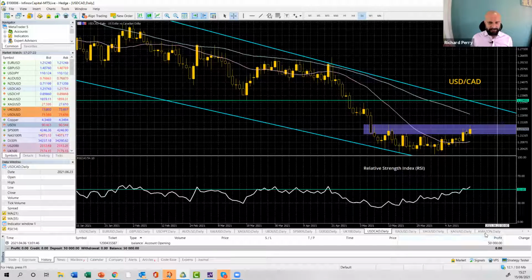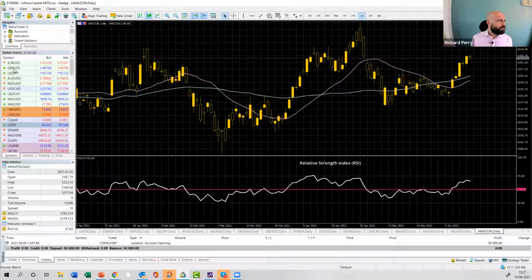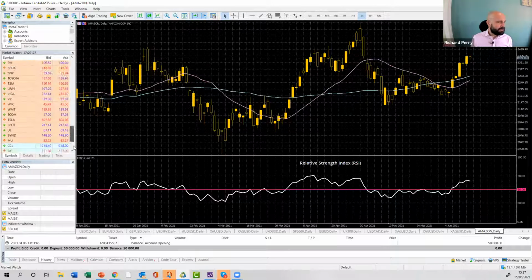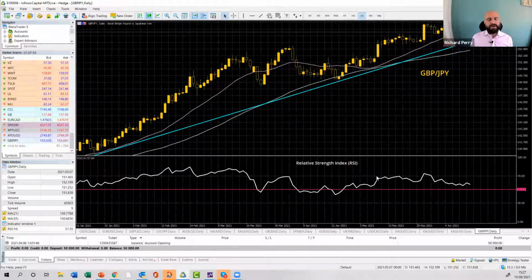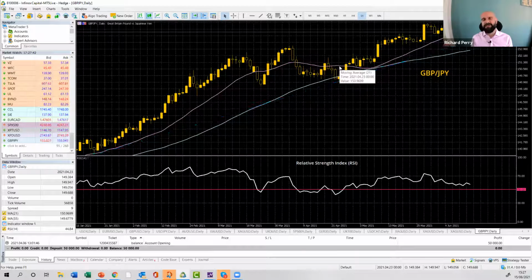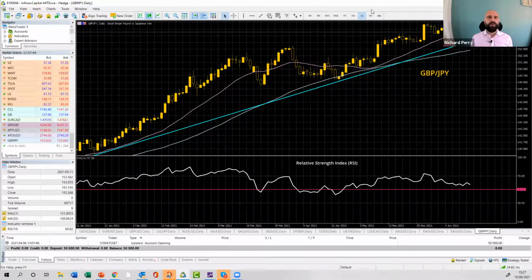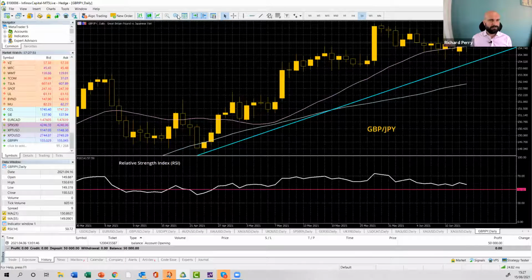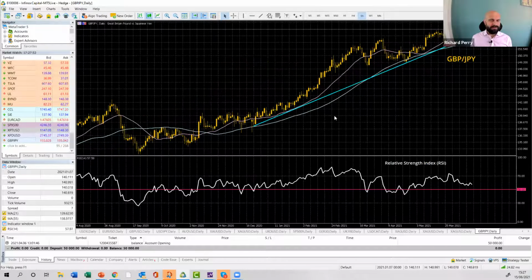And finally, I was looking out for sterling yen. Give me sterling yen. There it is. Now this is a cracking uptrend. As I said to you, sterling I still think is outperforming, and the yen seems to be underperforming. So you put those two together, and that means that sterling yen is going higher. And you can see this really strong uptrend, strong momentum.